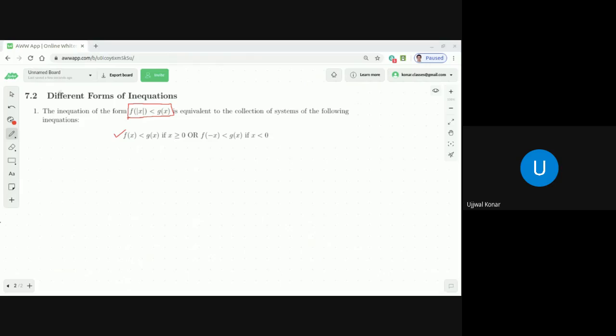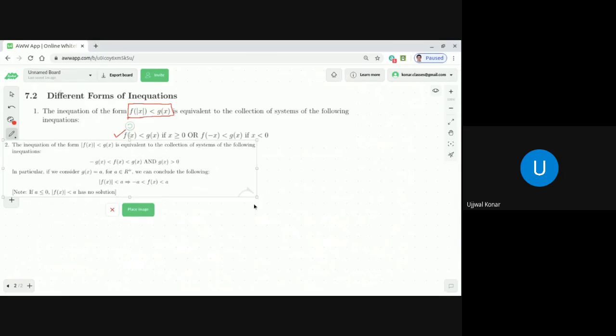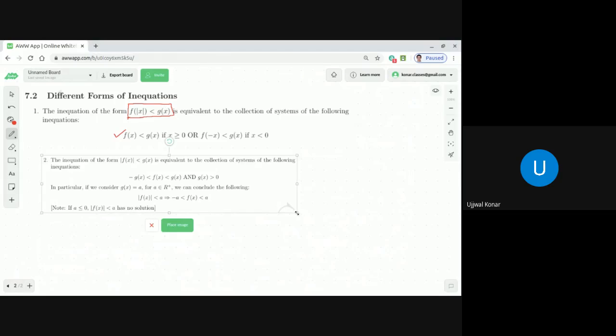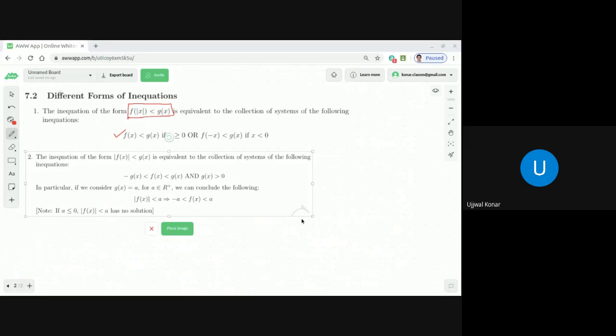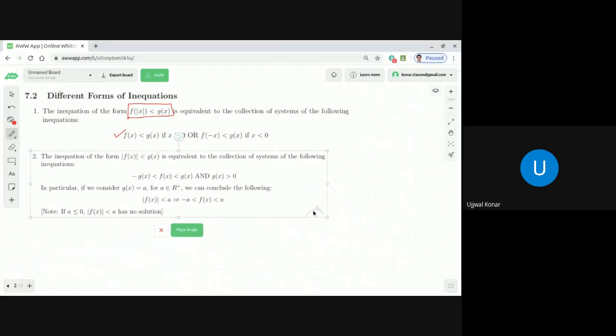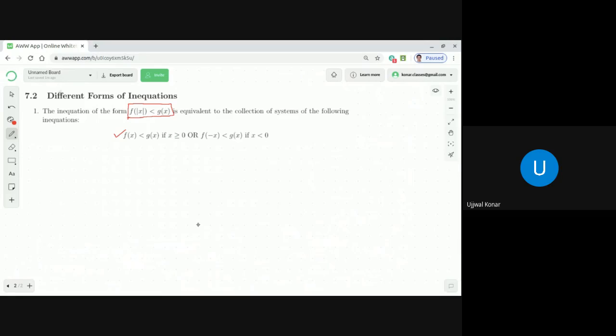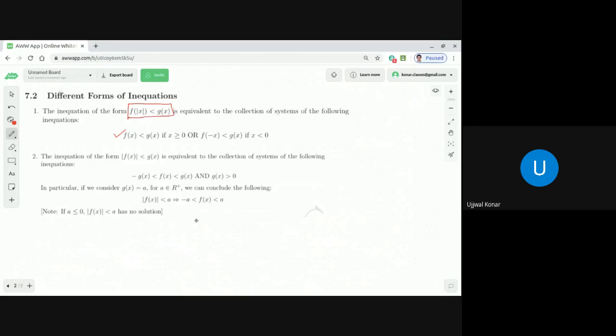And I repeat, dear students, as I said earlier also, these are not at all important for your board examinations, but at the same time extremely important for entrance examinations. The next point I am bringing is the inequation of the form |f(x)| less than g(x). We will discuss that now, and we'll see some representative examples also. Let me complete discussing the theory part first.